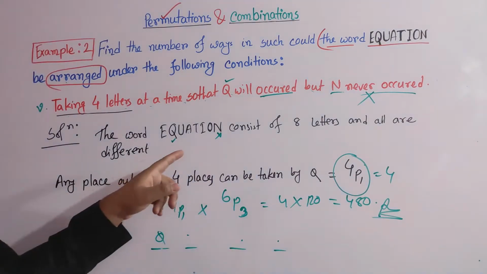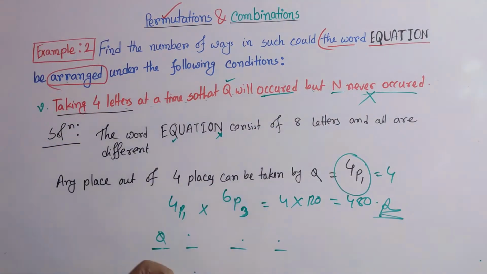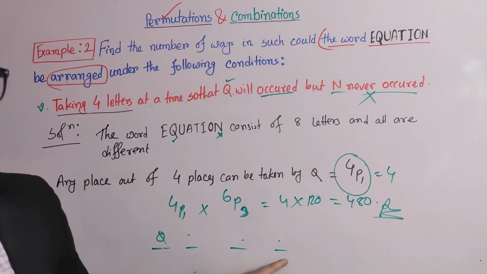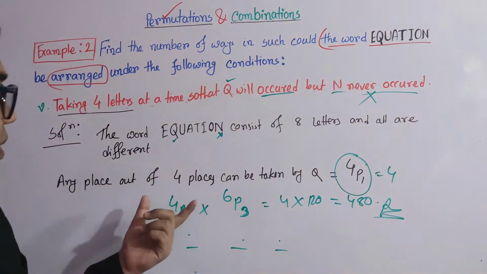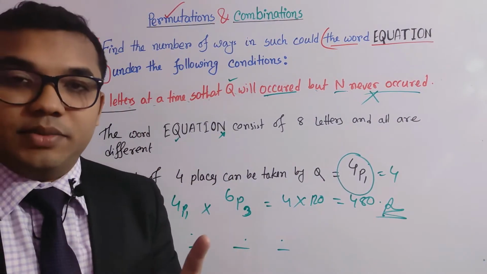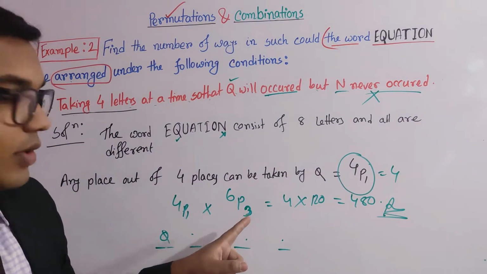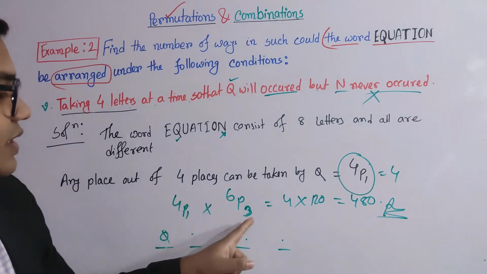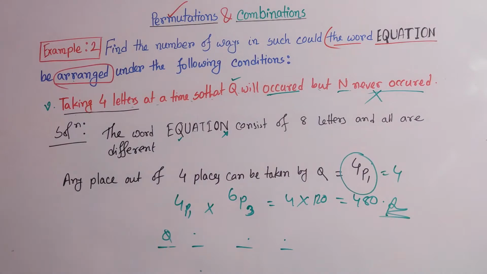But in the case of the second thing, that is Q will occur but N will never occur, that means how many options do we have available? We have 3 empty spaces and we have 6 options available since N is not acceptable. That's why we have 6 options and we have to choose 3. So 4P1 into 6P3, and that is our final answer. So this is how we can solve our question number 5.